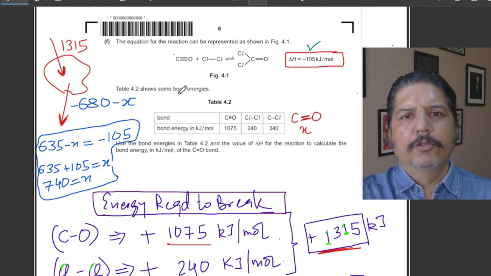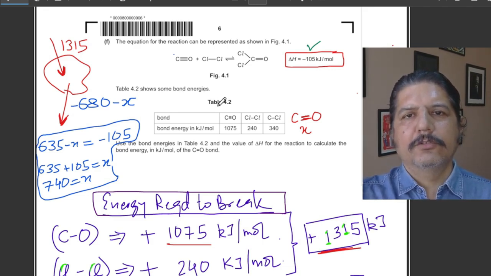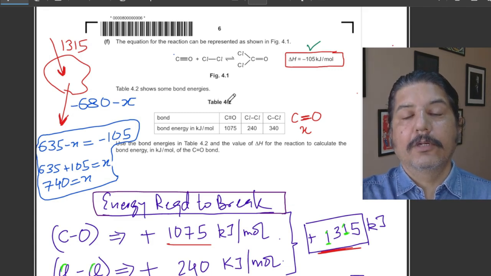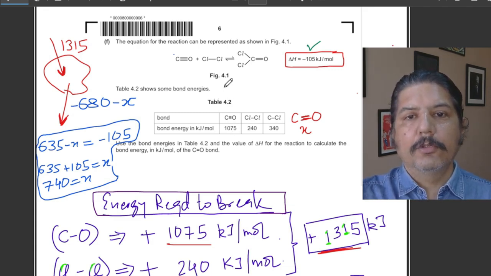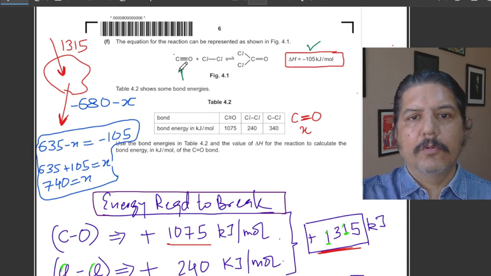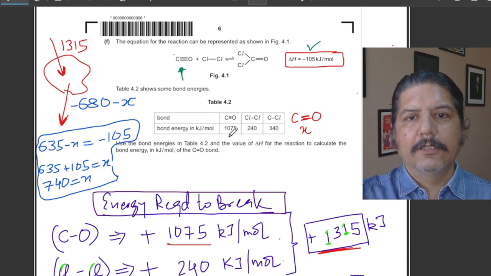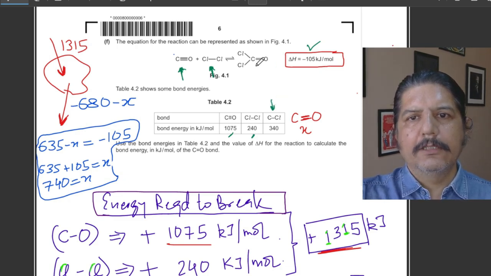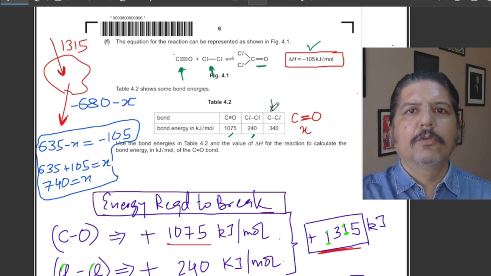Table 4.2 shows some bond energies, so let's carefully look at them. C triple bond O is here, this is the bond energy. Cl-Cl, this is the bond energy. C-Cl, this is the bond energy which is given. Now, if you look carefully, the C double bond O, this is the bond energy which we need to calculate.